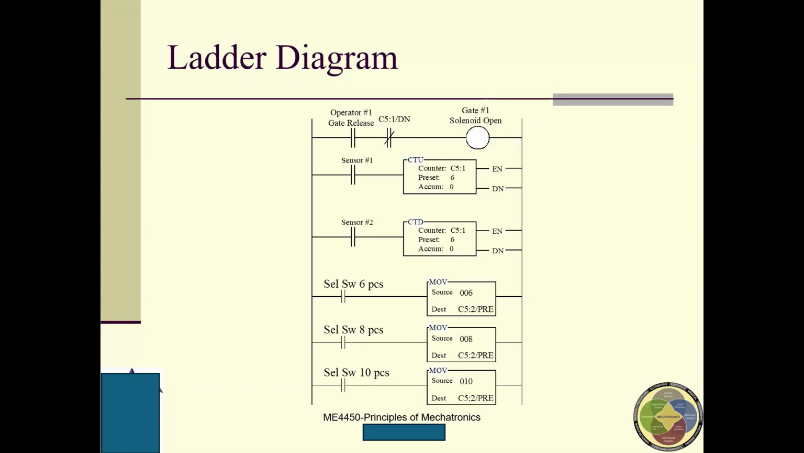You can see if the gate releases operator number 1's pellet, and releases one pellet, then this guy is true, right? The solenoid, gate 1, is true. That means the counter counts from sensor 1. I'm sorry, this solenoid is controlling the conveyor belt.